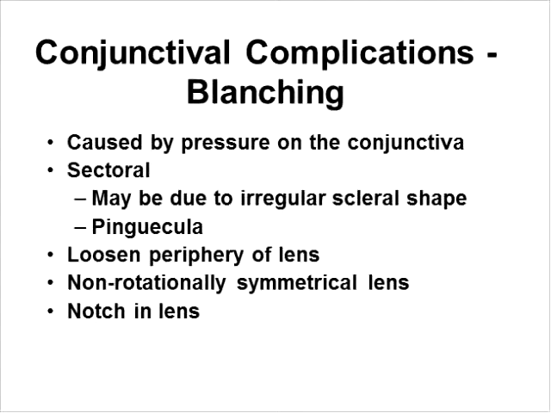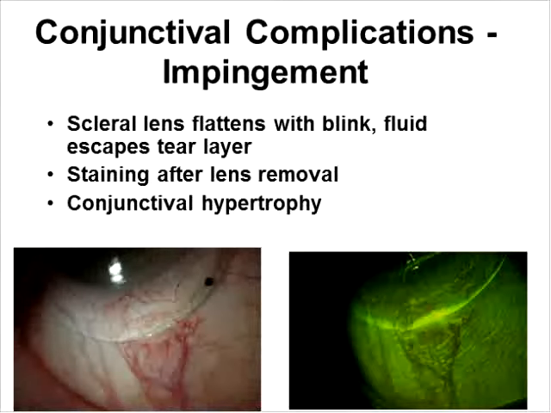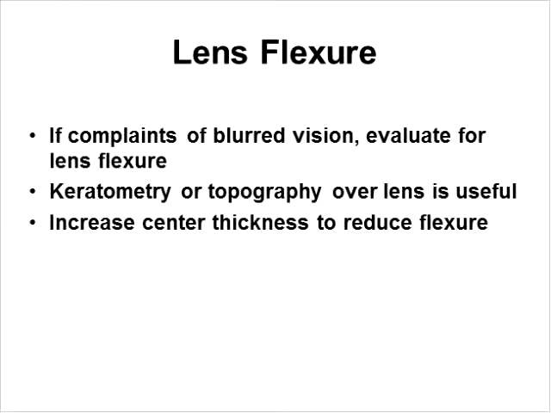Blanching can also be caused by pressure on the conjunctiva. If it's sectoral, it could be due to an irregular scleral shape or pinguecula, and Lynette will come to this a little later. Impingement is where the lens edge pinches the conjunctiva. Negative pressure builds up behind the scleral lens with the blink, and the scleral lens flattens with the blink and fluid escapes the tear layer. Staining is seen after lens removal, and this may cause conjunctival hypertrophy.